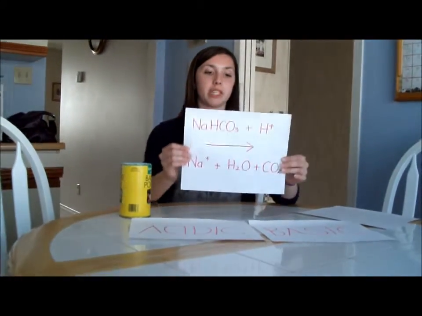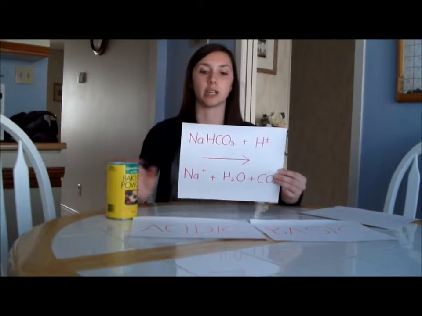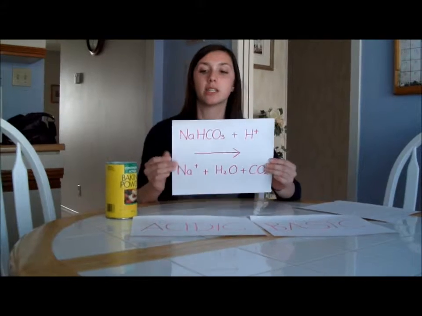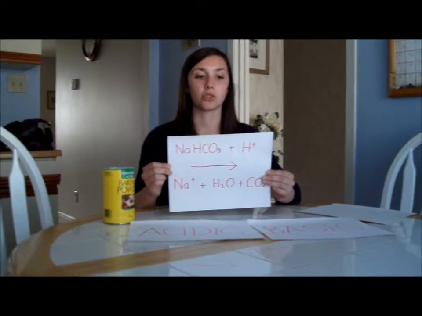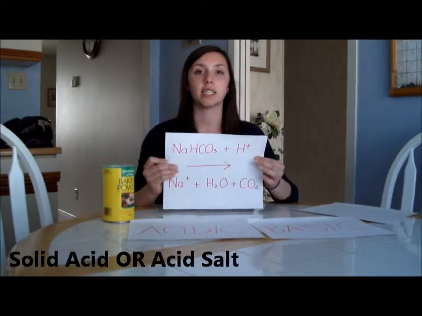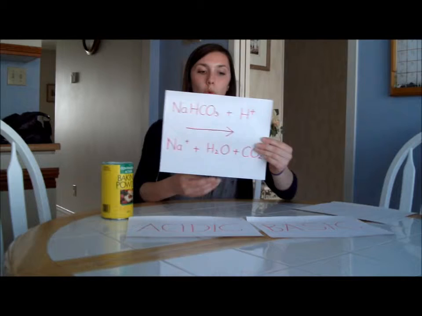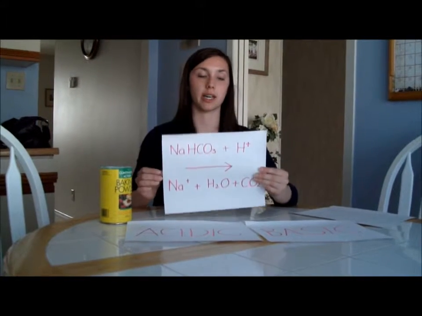And this here models the equation when you use baking powder, the reaction that occurs, and the products that are produced. So basically it's very similar to baking soda, but it is combined with a weak solid acid or acid salt, and the products are sodium, water, and carbon dioxide once again.